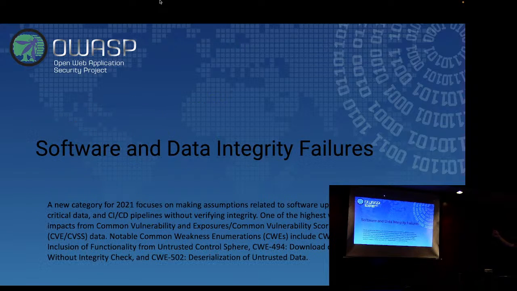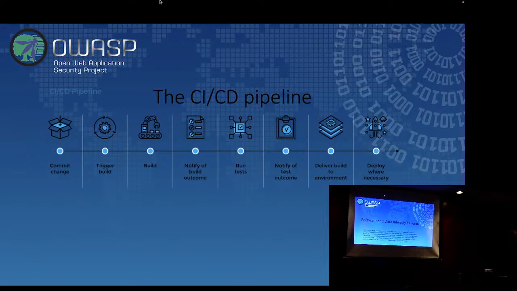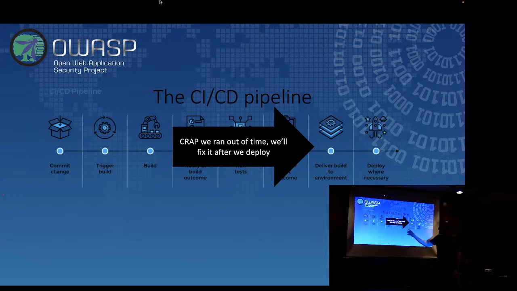Next. Software and data integrity failures. So I brought this up before. We're all familiar with a CI/CD pipeline, right? Except, you have problems with the tests and things don't quite work, and you end up building it and just deploying it. And we'll fix it later. We'll fix it in tests. We'll fix it in prod. We'll carve out some time. It never happens. Or that doesn't work, and you have now stuff that doesn't quite come together.